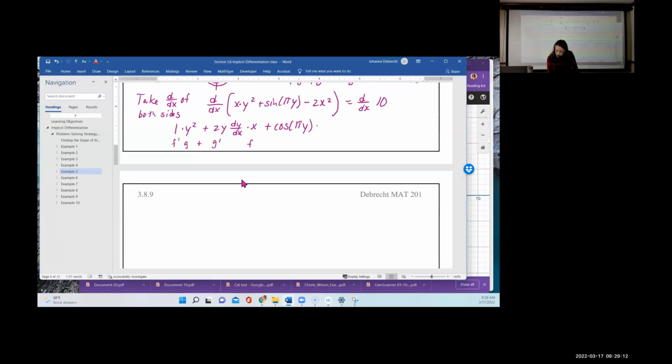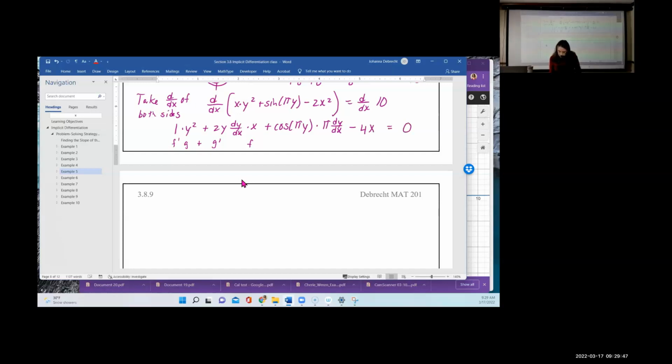And then we multiply this by the derivative of the inside, which is pi y. The derivative of pi y would be pi times another dy dx. Since we have a y there, we're always going to have a dy dx attached. All right. Then the next thing that we have is a -2x squared. So the derivative of that, since it is x squared, is simply -4x. And then this is equal to 0.